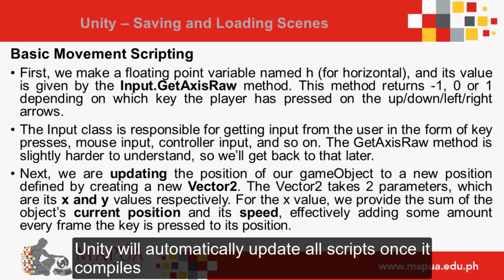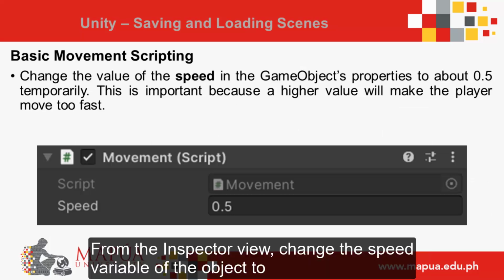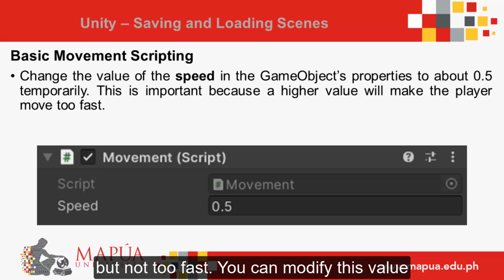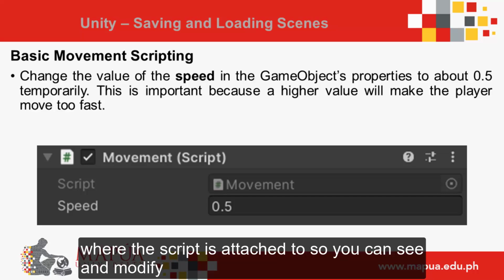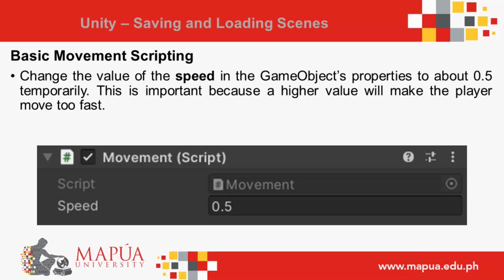Unity will automatically update all scripts once it compiles successfully, so you don't have to reattach the script again and again. From the inspector view, change the speed variable of the object to somewhere around 0.5 so the player can start to move, but not too fast. You can modify this value however you see fit. Make sure that you select the game object where the script is attached so you can see and modify the Movement script from the inspector view.